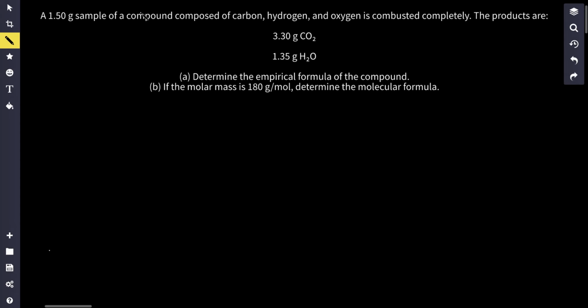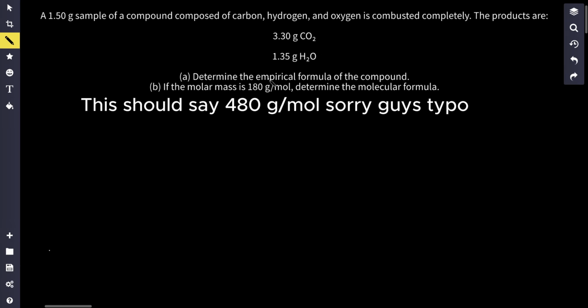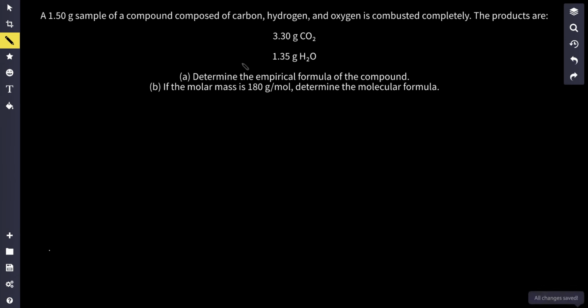Here's a tricky empirical formula problem. A 1.5 gram sample of a compound composed of carbon, hydrogen, and oxygen is combusted completely. These are the products. Determine the empirical formula of the compound, and if the molar mass is this, determine the molecular formula. So recall that the empirical formula of something is just the representation, the simplest whole number ratio of atoms of each element in a compound.